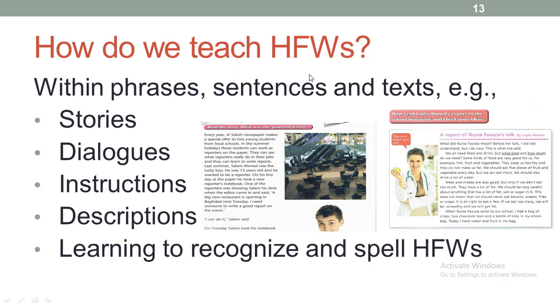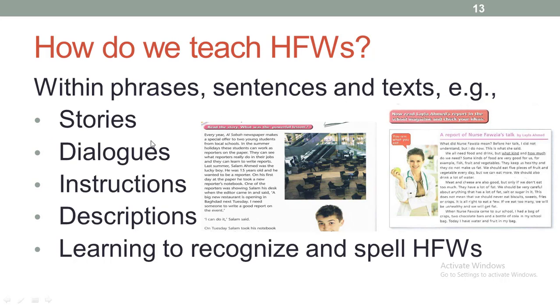How do we teach high frequency words? How do we make the student learn these one quarter that take up a quarter of the space of any reading passage? How can we teach them to our students? One of the strategies, as I said, is to put them on the wall. And of course the value of these, especially the function words, comes from their presence within a word, sorry, within a sentence, and this sentence is in a certain text, within phrases, sentences and texts.